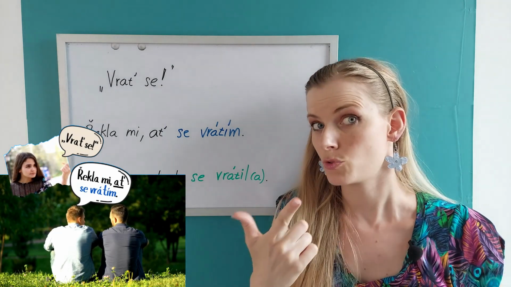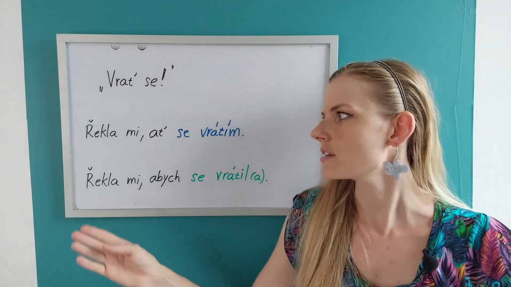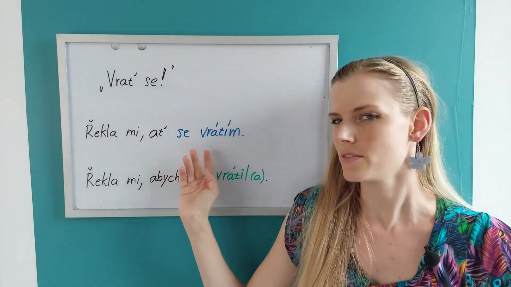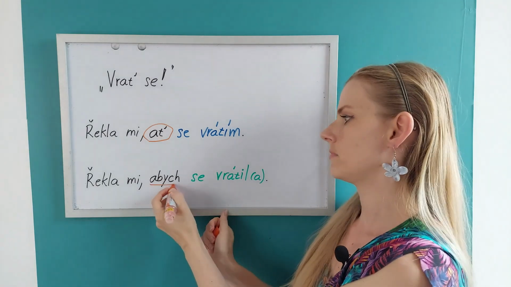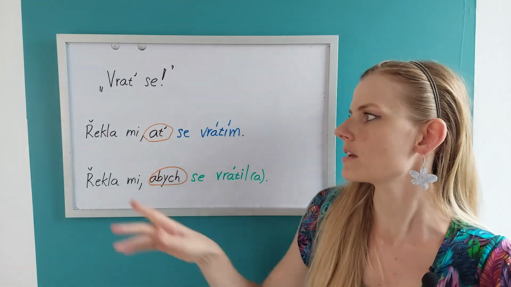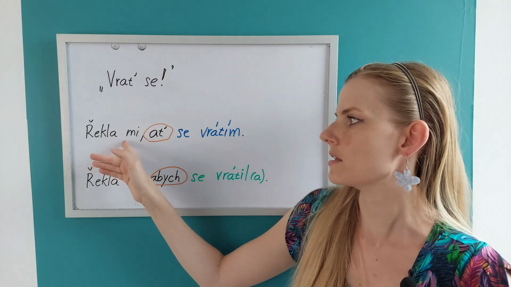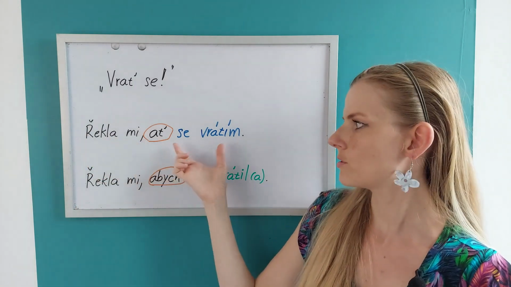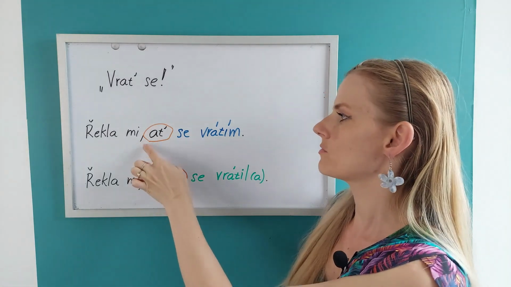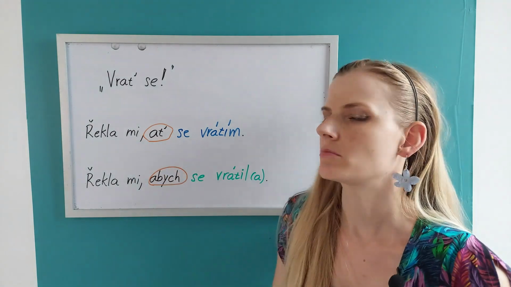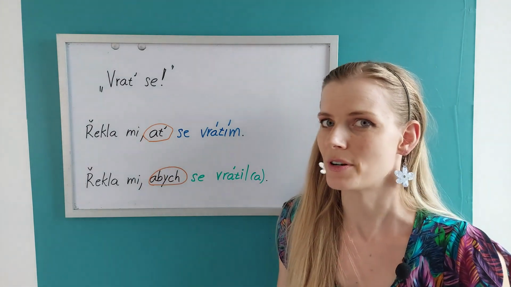And in Czech you have two possibilities. You can say, řekla mi, ať se vrátím. And the second option is, řekla mi, abych se vrátil. The beginning is exactly the same. She told me. Then we have a comma that separates the clause, which has to be there in Czech. And then we have two types of connectors, ať and abych. I also spoke about this before.